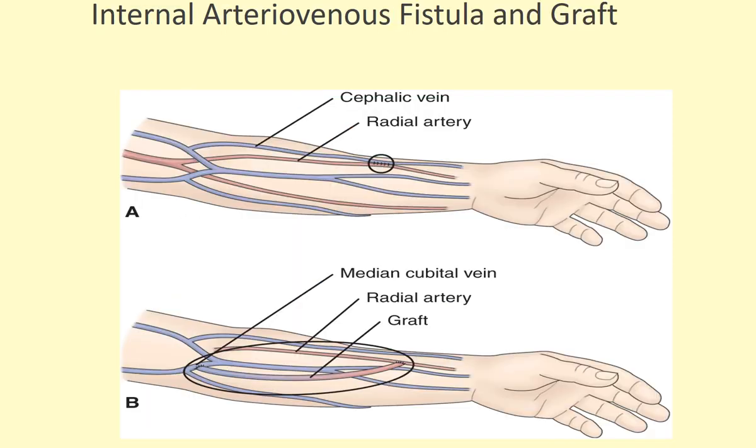All right, so let's see here, internal arteriovenous fistula and graft. So again, this is what I was telling you about, as far as they'll take the artery and the vein, they'll sew them together, or they'll bypass the two, which is picture B. Like I said, it's really kind of neat. It's kind of creepy at the same time, but it's just very interesting.